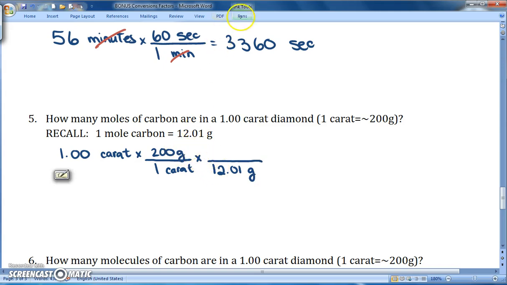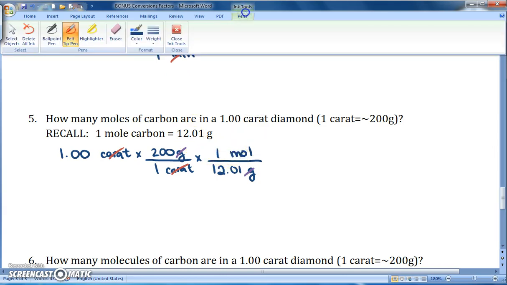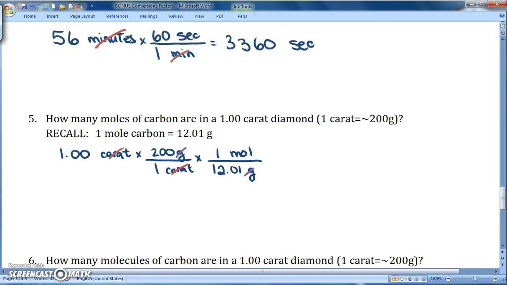We set up our unit factor so that the units will cancel. Since our first unit factor had grams in the numerator, our second unit factor needs to have grams in the denominator. Now that we have our unit factors set up and our units canceling, we can go to our calculator to get the answer. 1 times 200 divided by 12.01 lets us know that a 1 carat diamond contains approximately 16.7 moles of carbon.